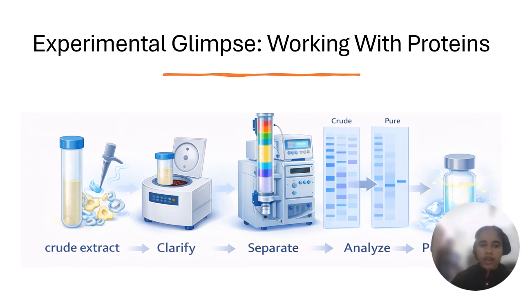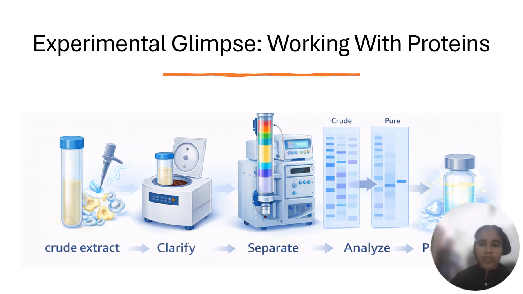The process starts with a crude extract. You break open the cells and release all their contents. Proteins, DNA, lipids, everything is mixed together. Next, we should clarify the mixture. You use centrifugation. Heavy debris and cell fragments are removed. It gives you soluble proteins in the solution.